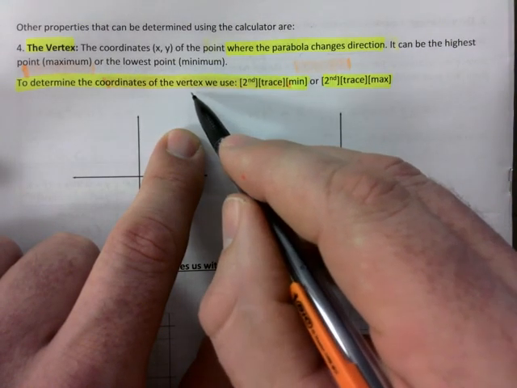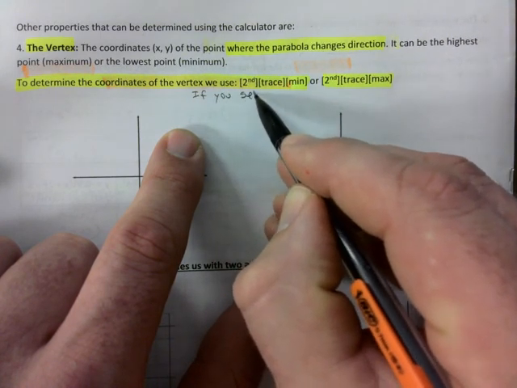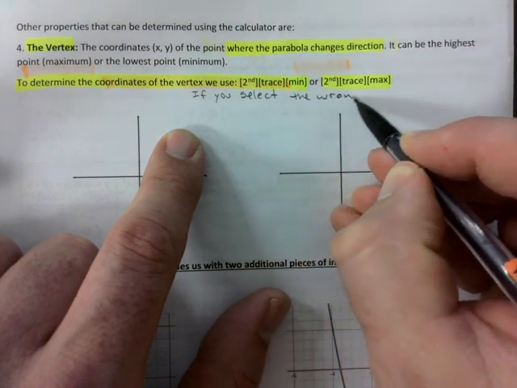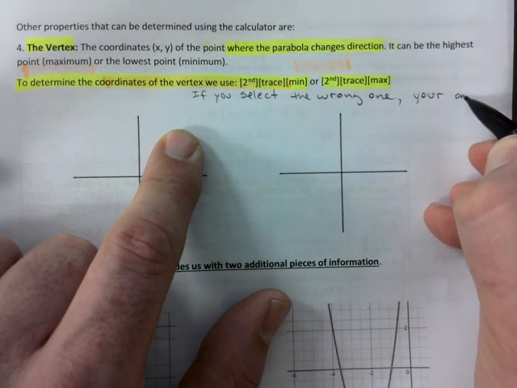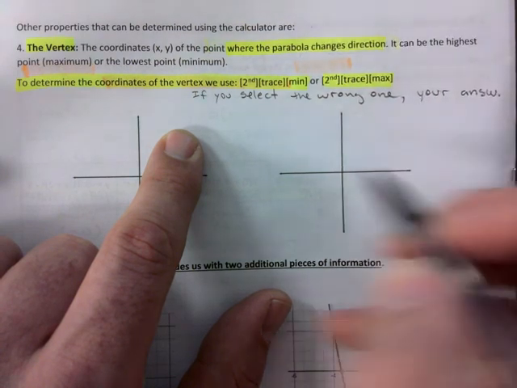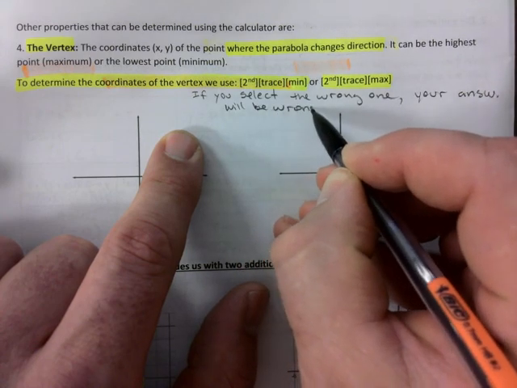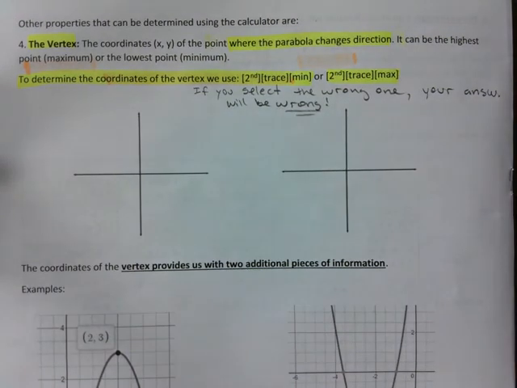What will I say here? If you select the wrong one, your answer will be wrong. The calculator will still attempt to find the vertex, but it's going to be the wrong one. Or you might get an error message, and then you'll be very frustrated. So, it's very easy actually to determine that.